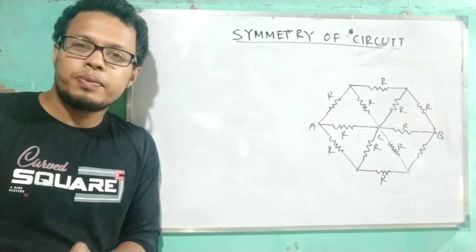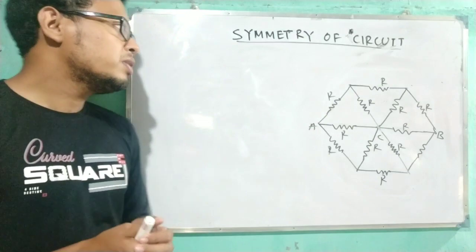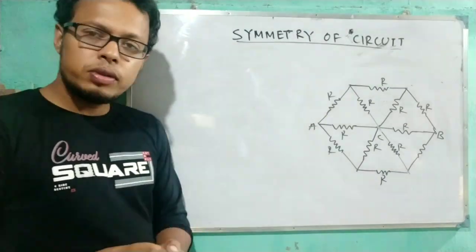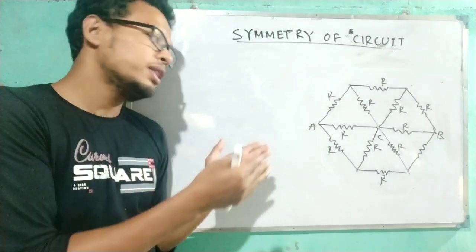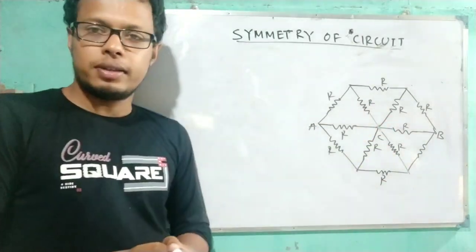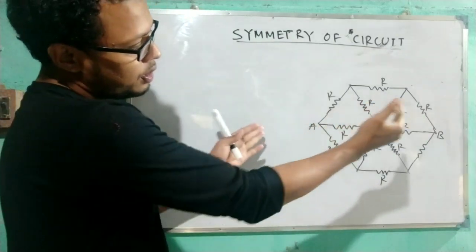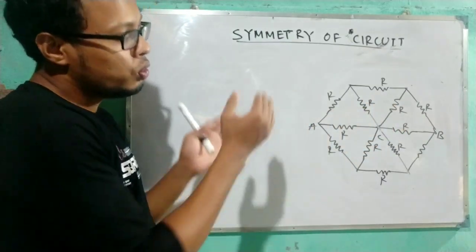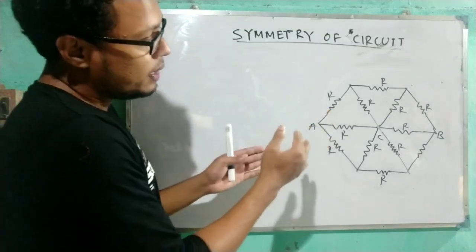Hello dear students, today I will discuss the symmetry of circuits, also called the symmetry rules, by which we can find the value of the equivalent resistance of this type of complicated circuit. So how do we solve for the equivalent resistance in a complicated circuit? To solve this type of circuit, we have to find the symmetry.